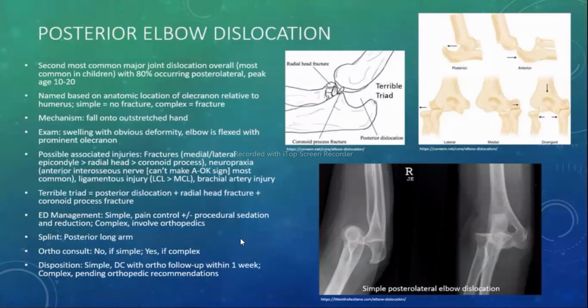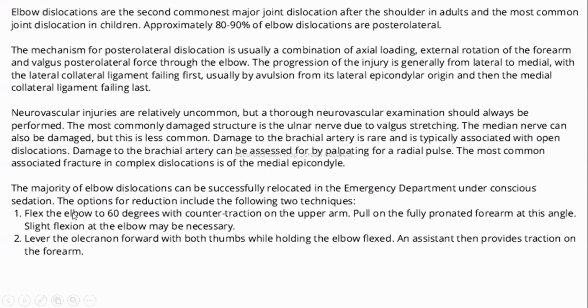The second technique, can you imagine if you push this olecranon, it will be reduced, right? Yes. If you push this bone, it will be reduced, okay? So the first one, flex the elbow 60 degrees. One doctor will do traction here. Is it the forearm or the arm? Forearm.